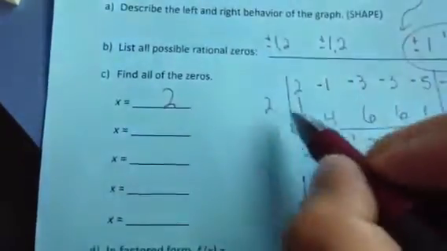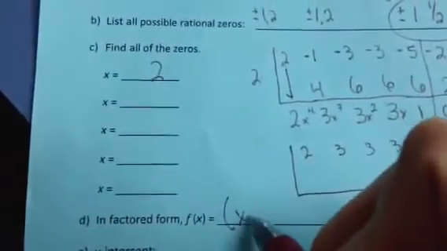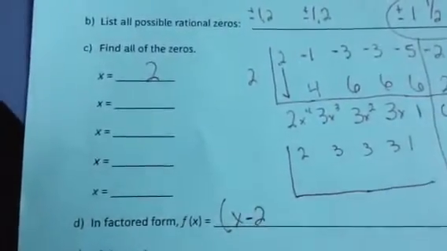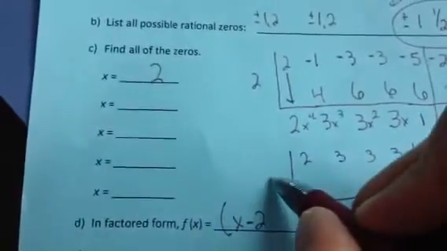And I've already used 2. So real quick, because I've used 2, one of my x-intercepts is 2, and I need to make the parentheses for it of x minus 2. So now I'm going to use the other number that worked. Another number that worked was -1.